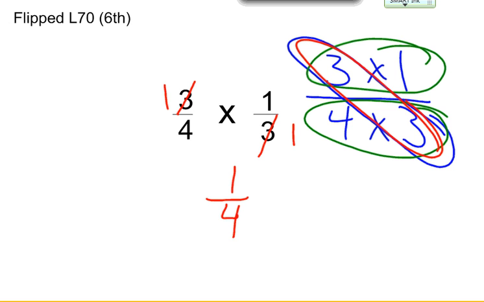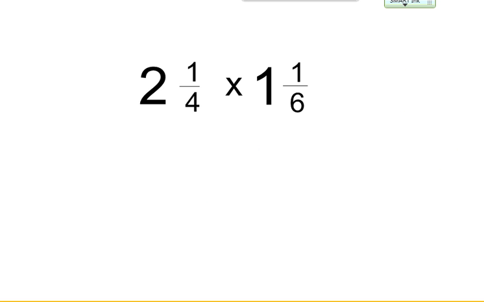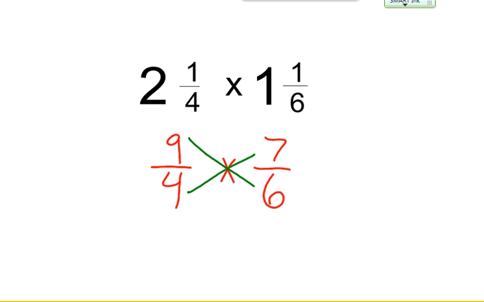Seeing that relationship before multiplying is the key. It applies to mixed numbers also. 2 times 4 plus 1, right? We have to change it into an improper fraction first, so that's going to give us 9/4 times 7/6. Now we want to look at our diagonals. Are there things that we can take out? 4 and 7, there's no relationship, so there's nothing that can go here.